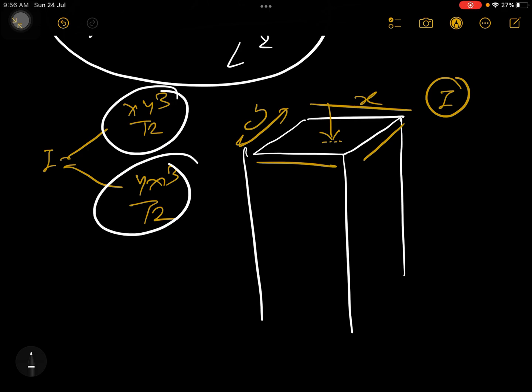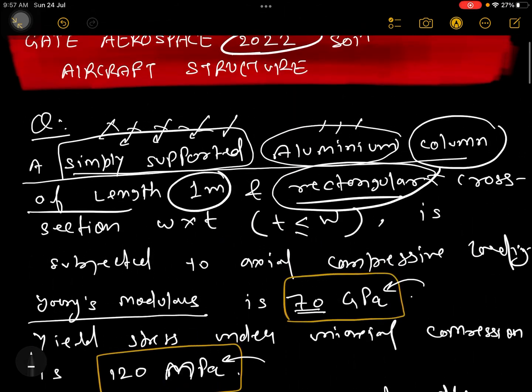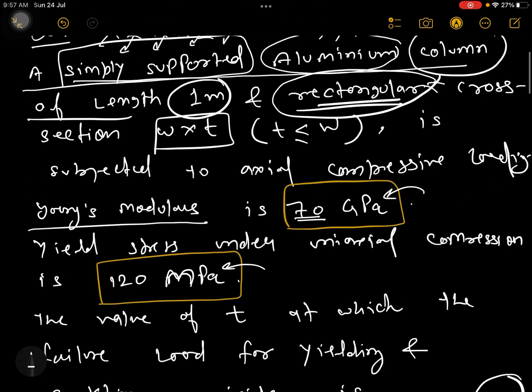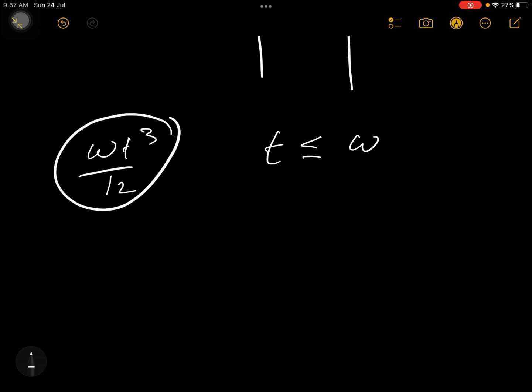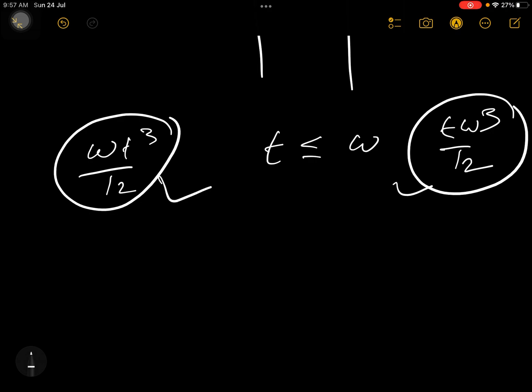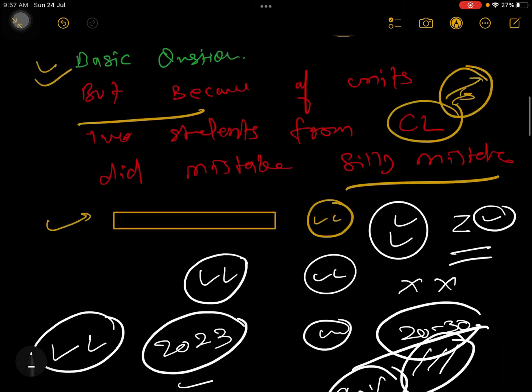So you have two choices, which one will you choose? Right now x and y is given, but in the question they have given the cross section of the rectangle as w cross t, w into t, and they have mentioned t is less than or equal to w. It is clearly written there. So you have two choices, either w t cube by 12 will be your moment of inertia or t w cube by 12. Out of these two, which one is smaller? Totally clear, this one is the smaller moment of inertia. So I minimum, because I minimum will govern the buckling part. One thing is clear, what the moment of inertia will be.